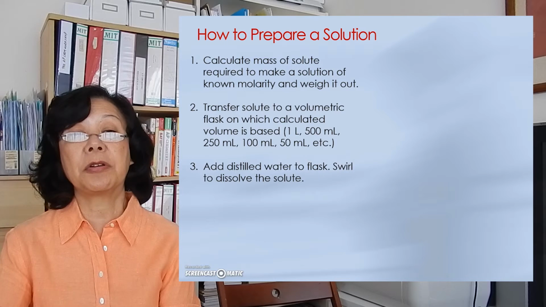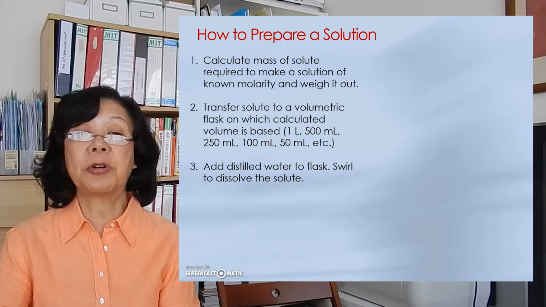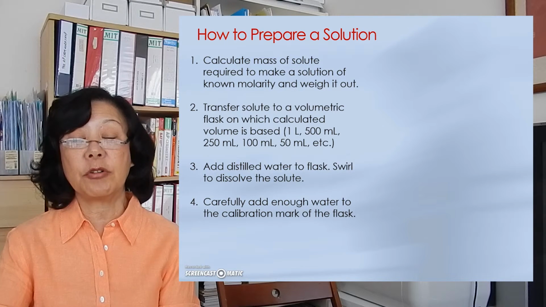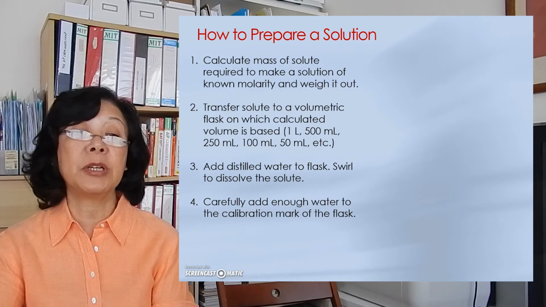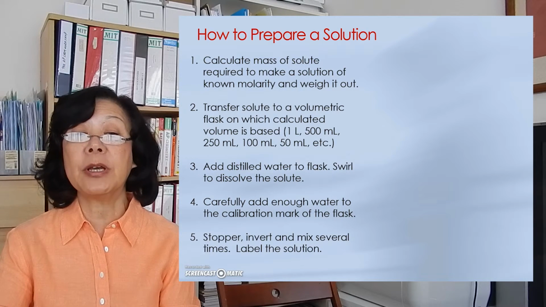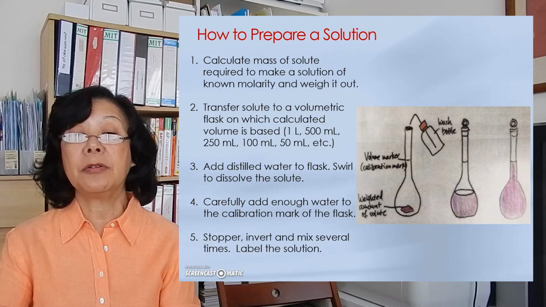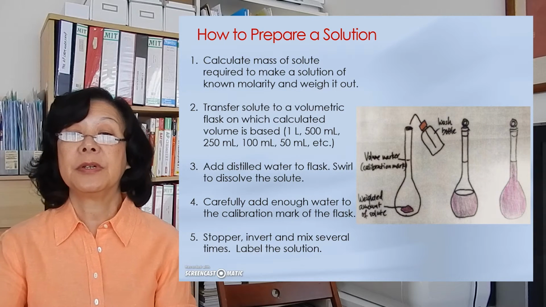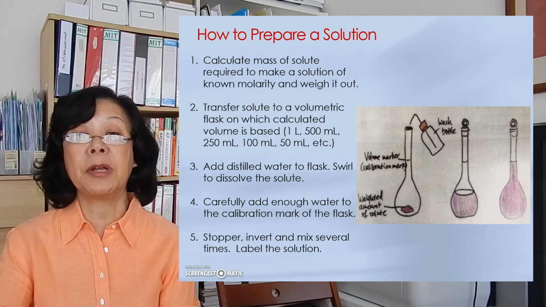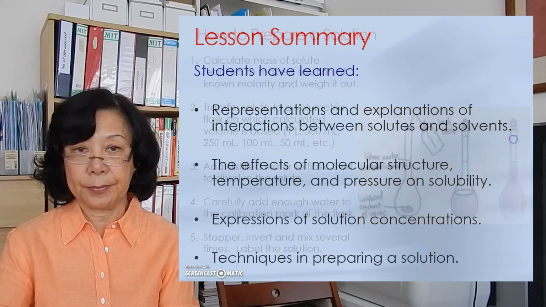Then you add distilled water to the flask, half fill, and swirl to dissolve the solute. Then you fill it up to the calibration mark with more distilled water carefully. Make sure that you don't run over the line. Then you stopper it, invert and mix it several times, and then you label the solution. So here's a diagram showing the process of how a solution of given molarity can be made.